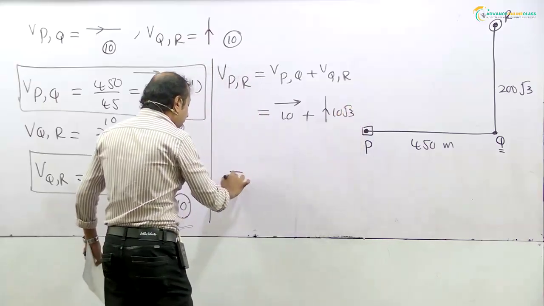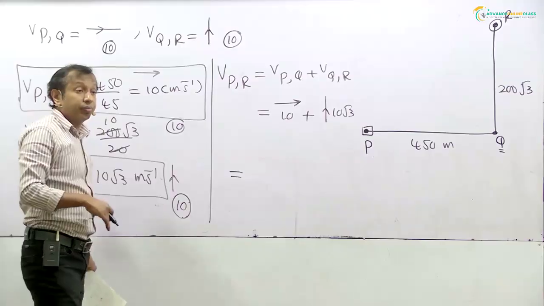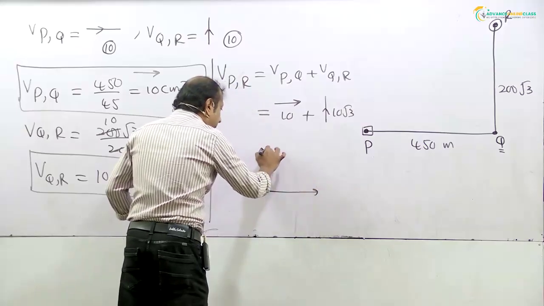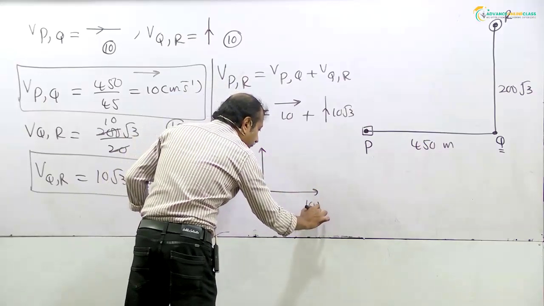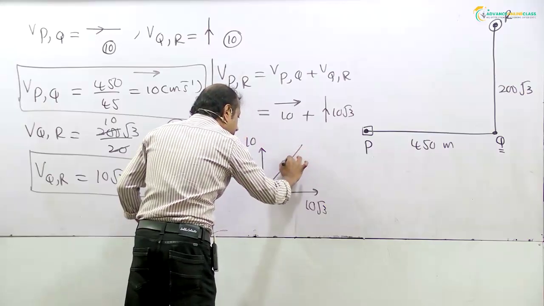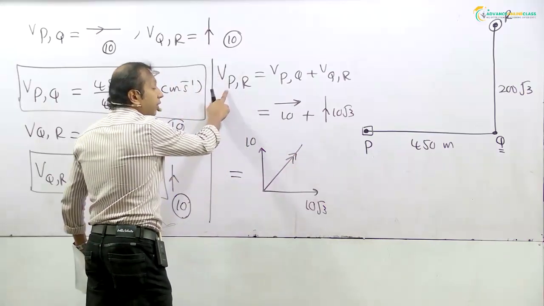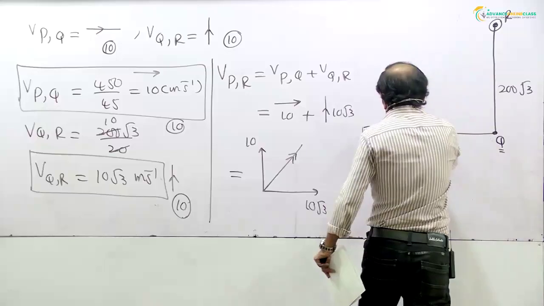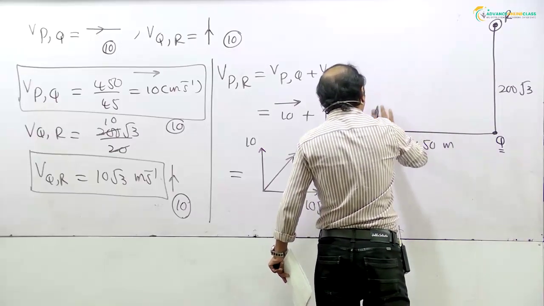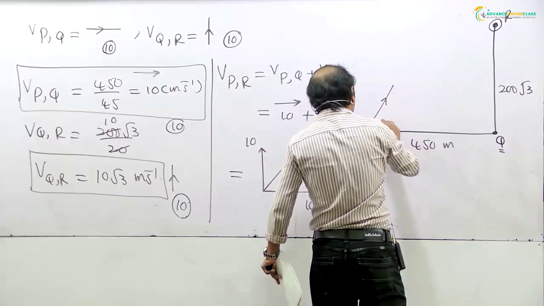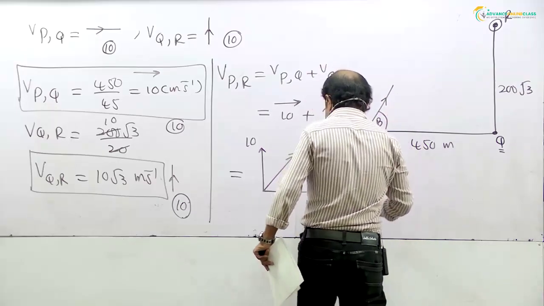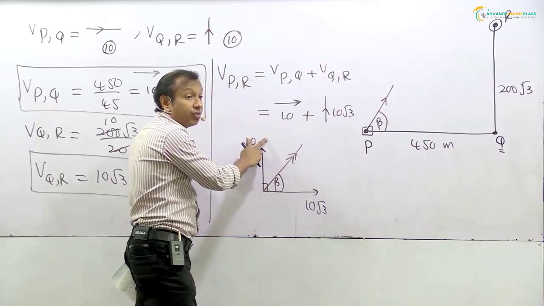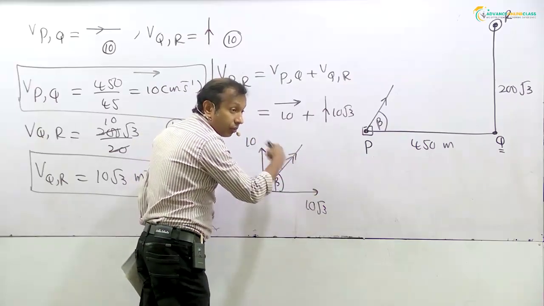Then I'm not going to draw the triangle this time. I'm going to draw using the components this way. This is 10, this is 10 root 3. This way it moves now. But P moves while R is at rest. R is at rest here. Now P moves this way. Suppose this angle is beta. That beta we can find here. How to find the resultant velocity? Square this plus square this and take the root.